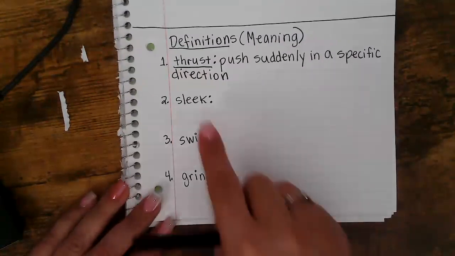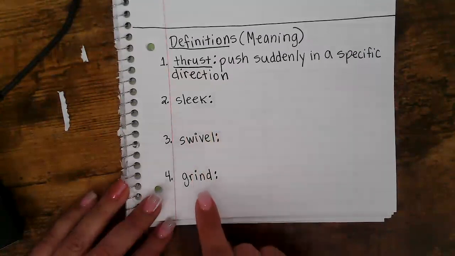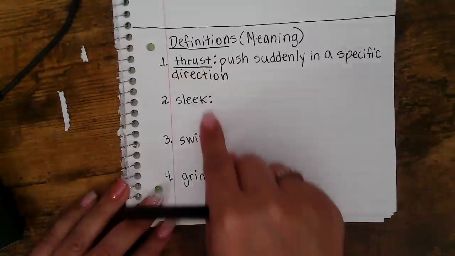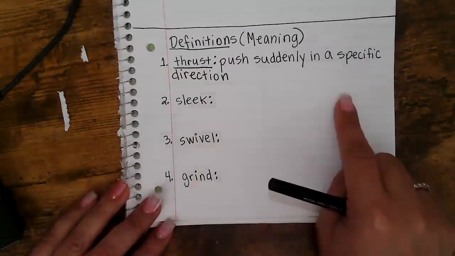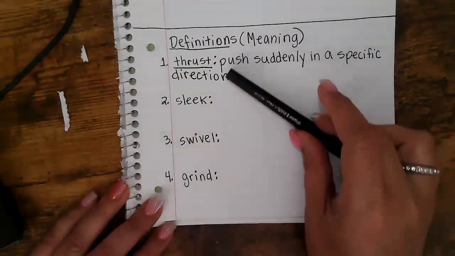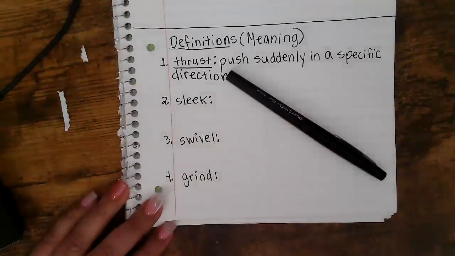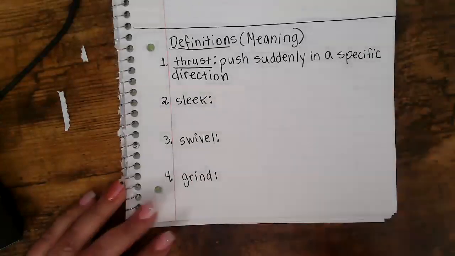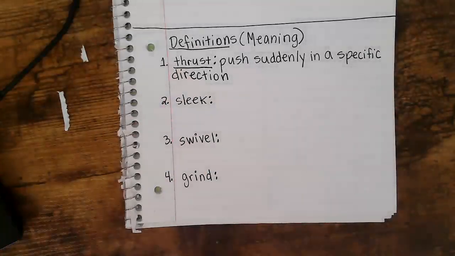Excellent. And here we have sleek, swivel, grind. Go ahead and find the definitions and write them out. Remember, if they're long, you don't have to write the whole thing. A couple of words are fine. Go ahead. Perfect. So you should have definitions for thrust, sleek, swivel, and grind.